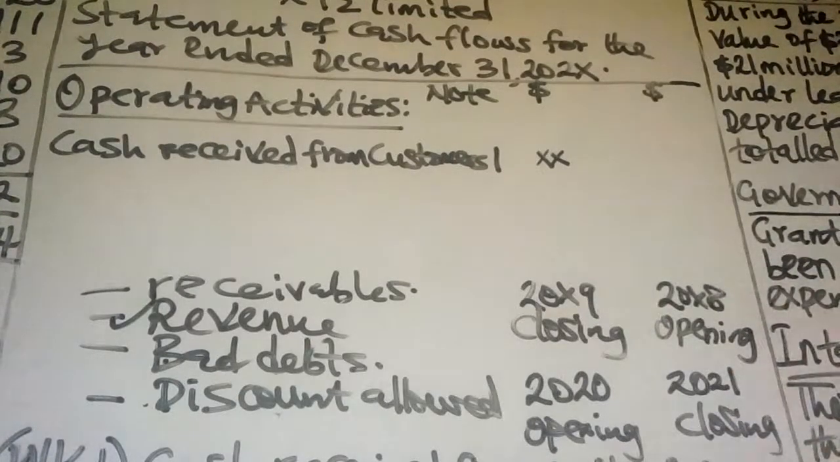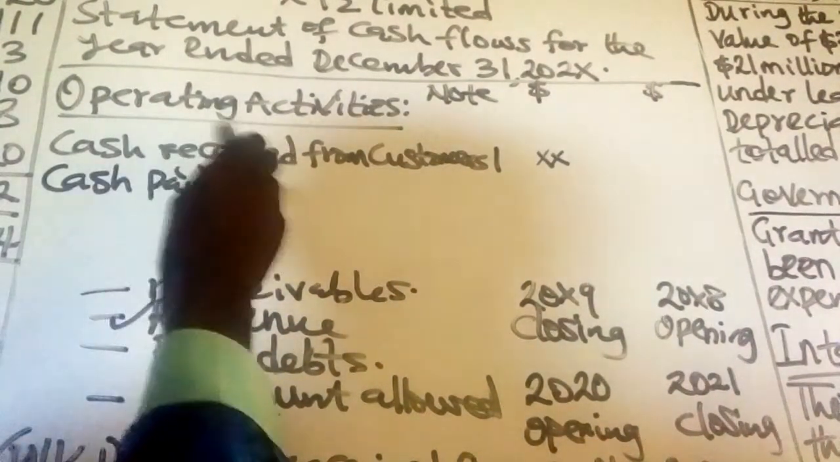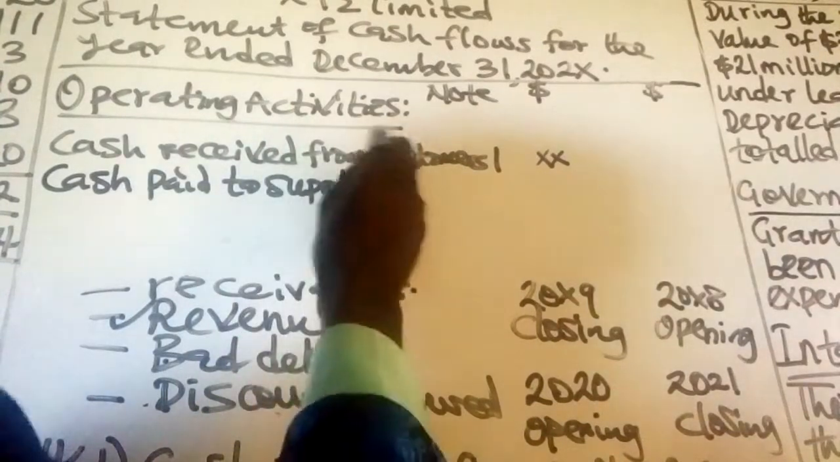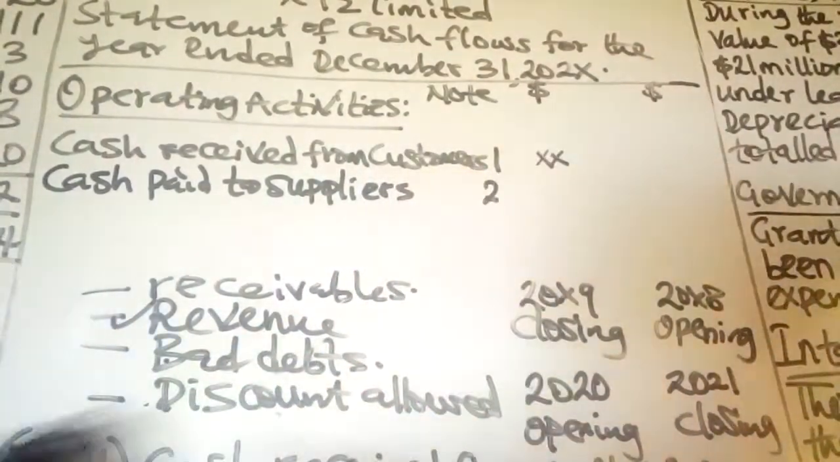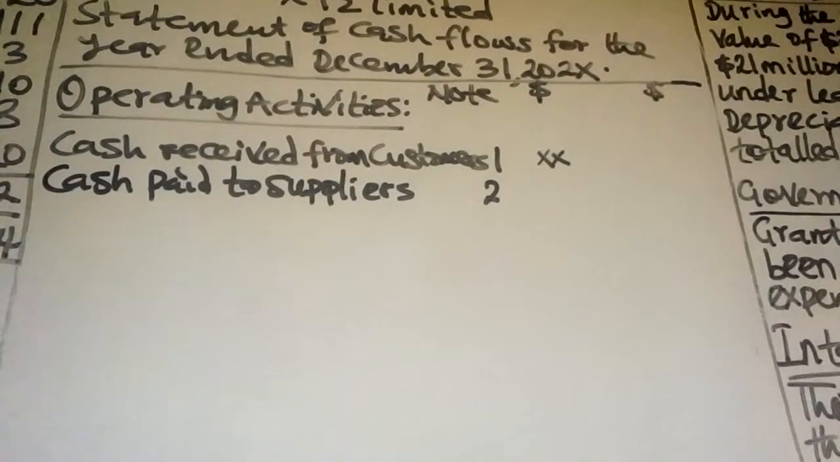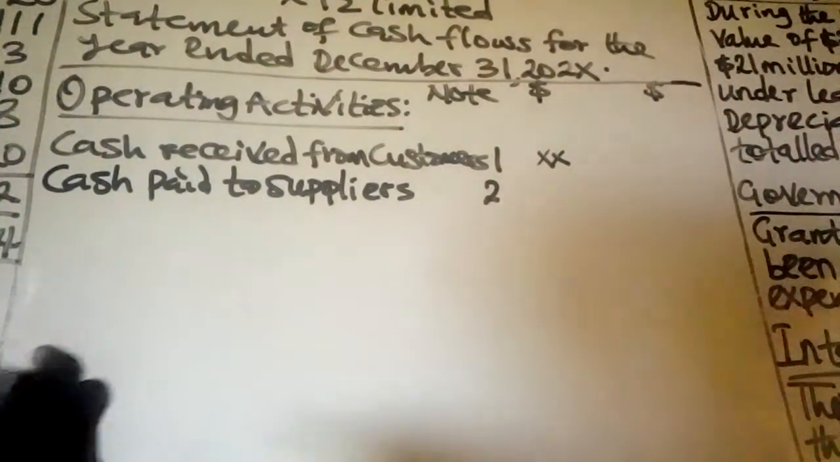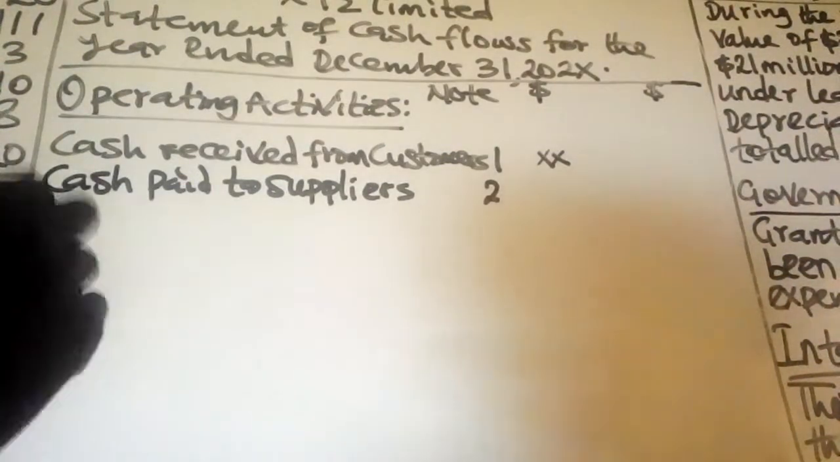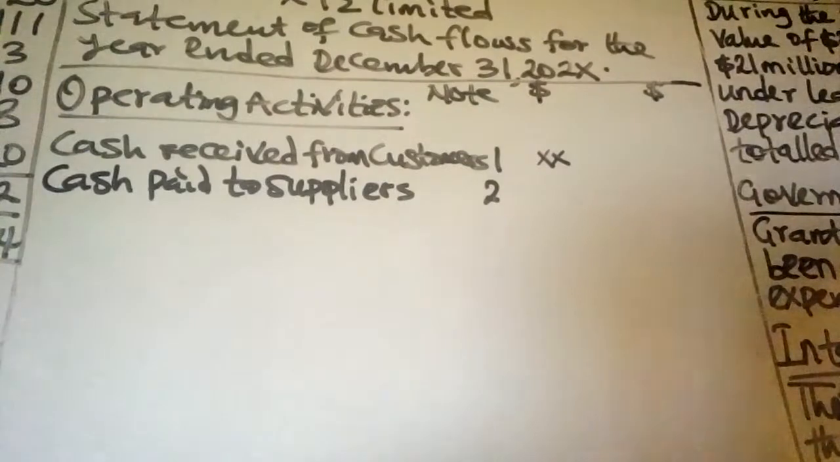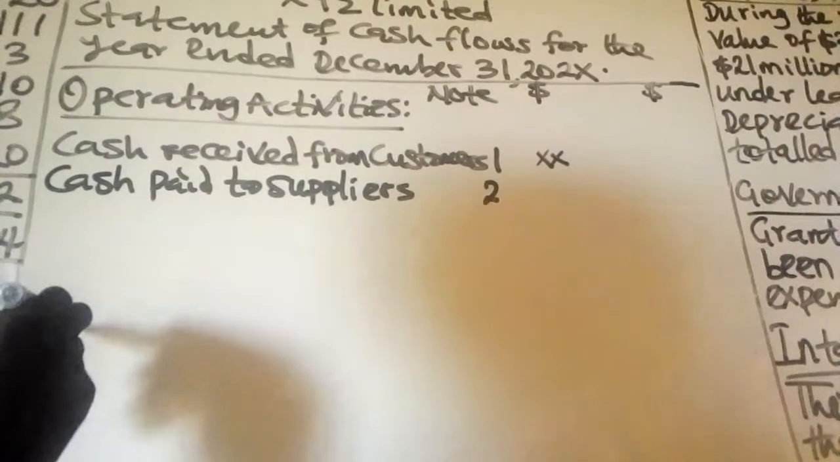The next one is cash paid to suppliers. Let me have that to be note 2. Now, where will you see transactions that have to do with the suppliers in your financial statements? Transactions that have to do with suppliers will be found in, one, statement of profit or loss. Remember, this is a published financial statement, so you will not see purchases there, but you will see cost of sales.